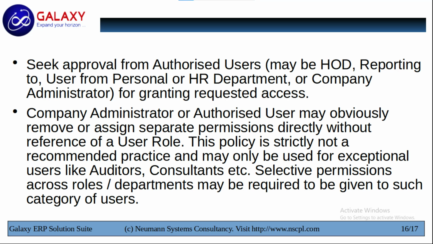Seek approval from authorized users, who may be the HOD, the reporting to user, a user from the personnel or HR department, or the company administrator, for granting the requested access. The company administrator or an authorized user may obviously remove or assign separate permissions directly without reference to a user role. This policy is strictly not a recommended practice and may only be used for exceptional users like auditors, consultants, etc. Selective permissions across roles and departments may be required to be given to such categories of users.